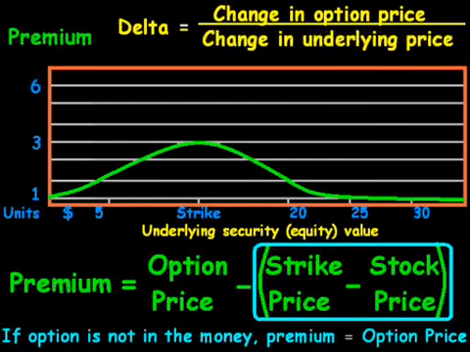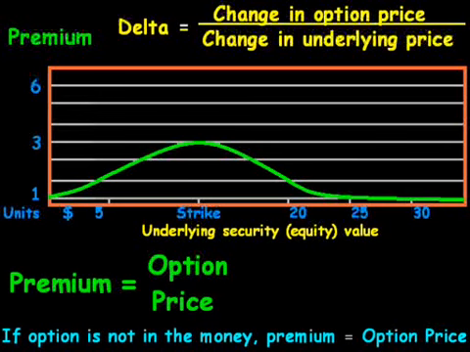Now, when a put option, or a call option for that matter, is out of the money, the premium is just going to equal the option price. So it makes it really easy, since we don't have to have the right side of the equation. We just take that away, and essentially the premium in that case is going to equal whatever the option price is.